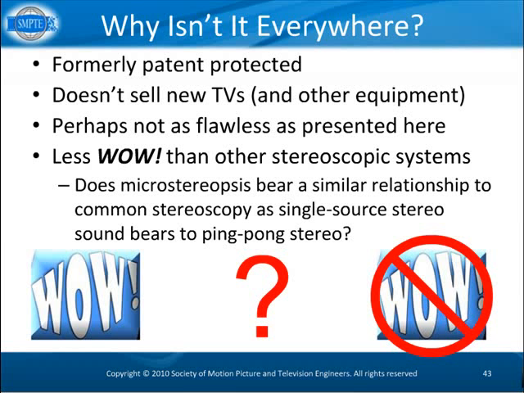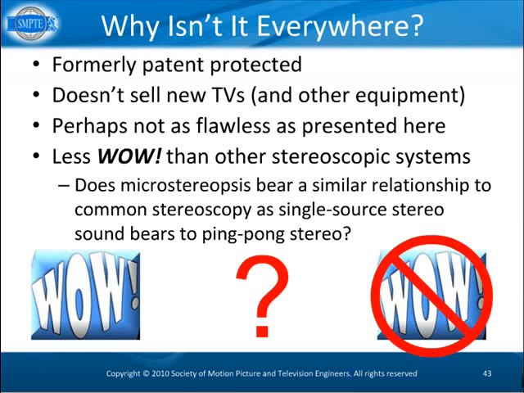Also, unfortunately, perhaps, it doesn't sell new TVs or other new 3D equipment. If this works with all existing TVs, and if you can use standard cameras and pretty much standard lenses, you do have to modify them to put in the extra iris, maybe that's not so good for the people who want to sell new 3D equipment.